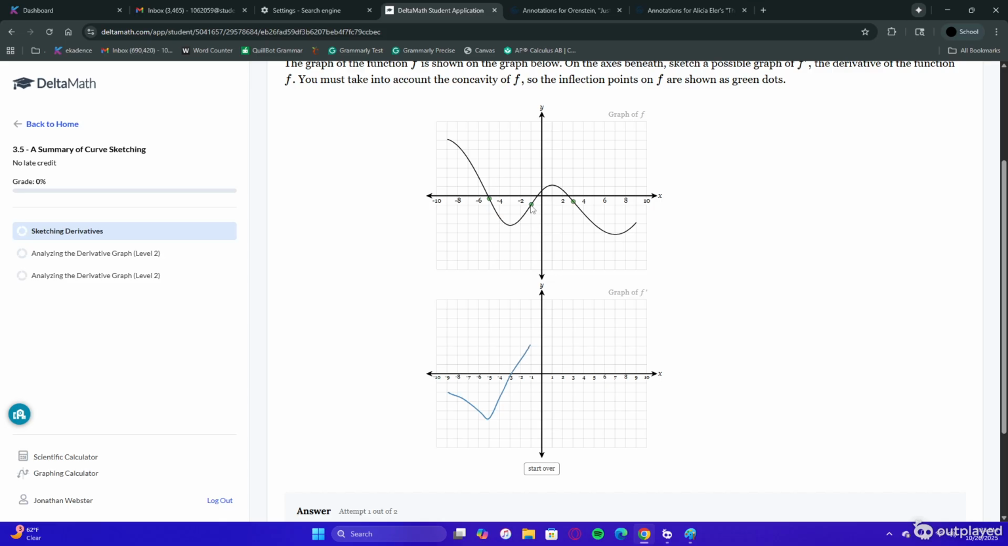Right, and then from -1 to -3, you can see it's concave down, so f prime is going to be decreasing. And then right here, the slope is 0, so that means it's going to go from above 0 to below 0. So -3 to 1 is going to be above 0 and decreasing. And then from 1 to 3, it's going to be below 0 and decreasing.